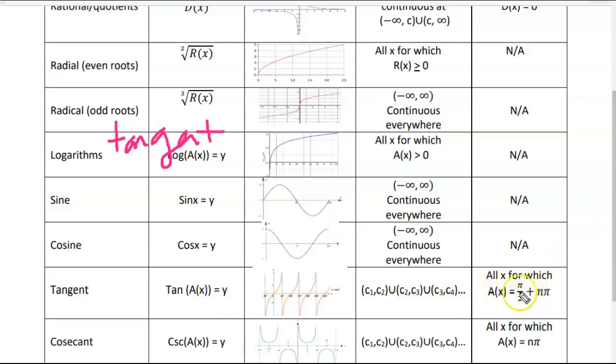It tells us it's discontinuous for all x for which a of x, which is the part inside the tangent, is equal to pi over 2 plus n pi, where n is just some random integer like 1, 2, 3, 4, 5, or -1, -2, -3. So let's go ahead and see how we work with that situation.